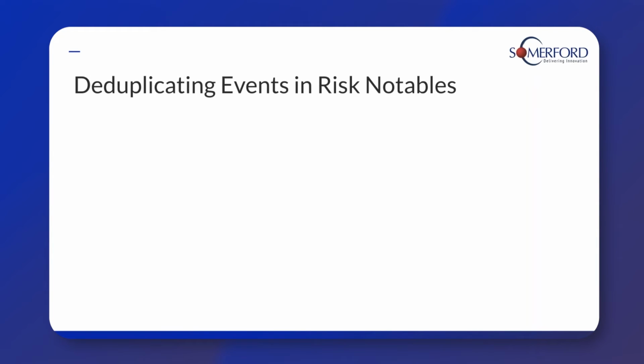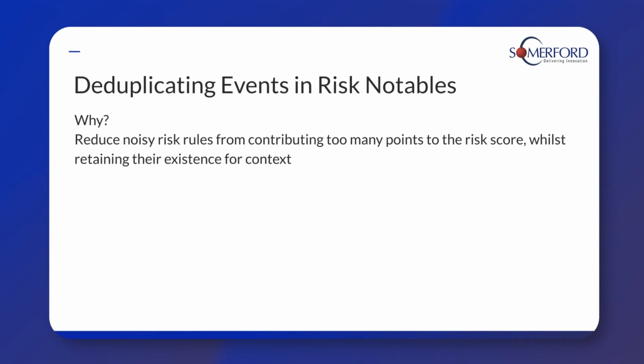Another thing that we could do is handle duplicate events in risk notables. So why would we want to do this? Well, there may be risk rules that are contributing too many points to the risk score. What I mean by that is you've got excessive failed logins happening throughout the day, and it's happened 1,000 times, but it's really low in terms of its impact and its confidence level, so it's only contributing 1 point of risk. But because it's happened 1,000 times, whoa, it's way up at a 1,000-point risk score in that period of time.